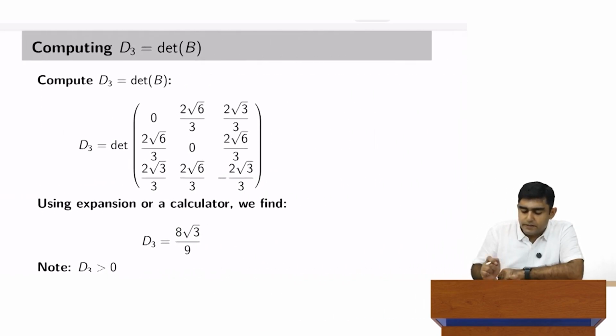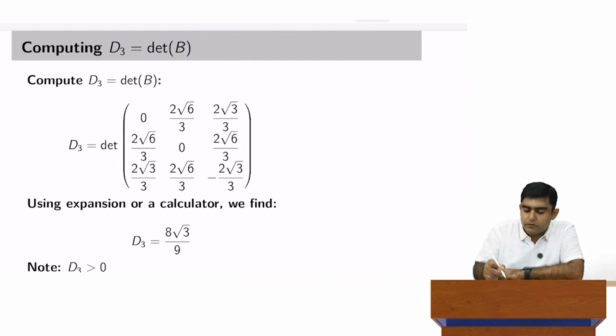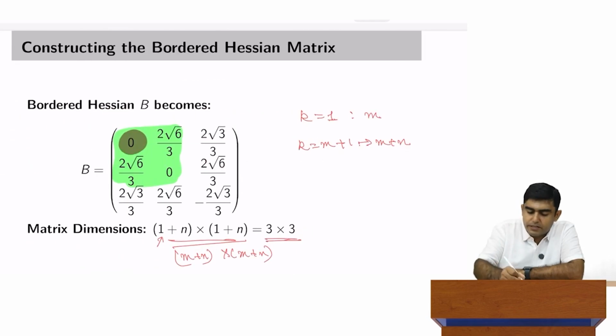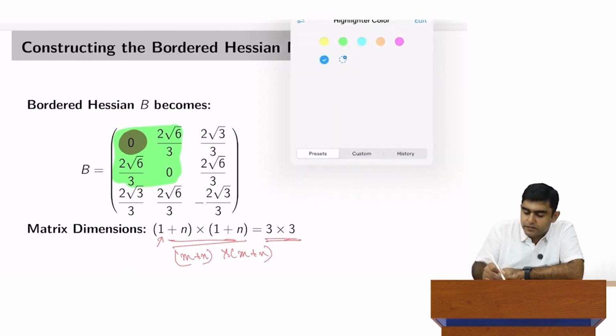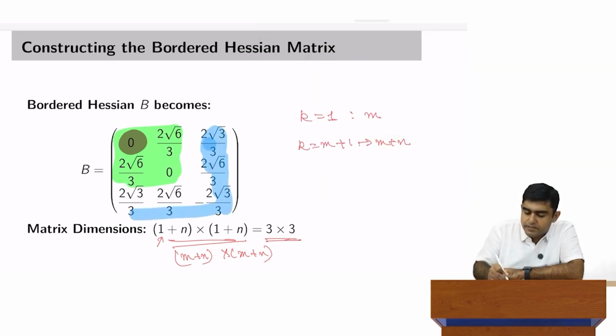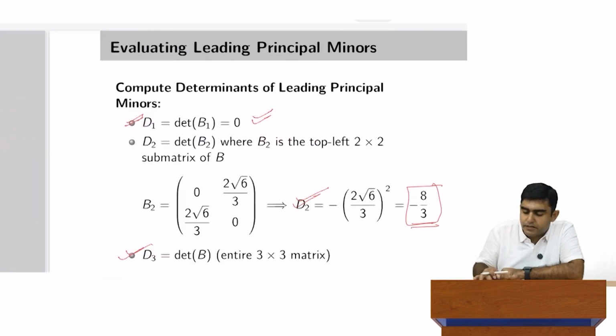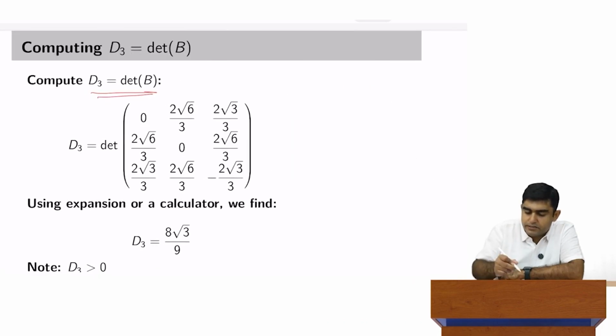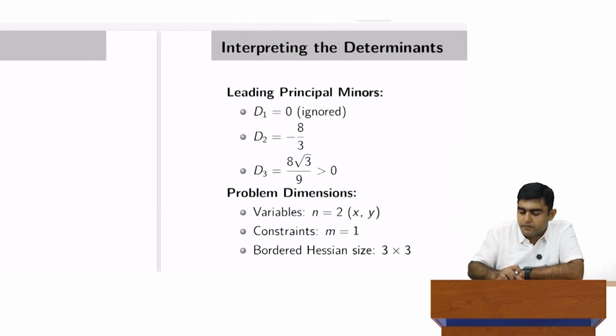Now, if I go ahead, I will calculate the determinant of D3, which is determinant of B. Again going back to my original matrix, I will color it in different color. Now, all elements have to participate, including the ones in browns and greens. These all will participate to give me B3 matrix. Again I will calculate its determinant, and I get the value of 8 root 3 by 9.